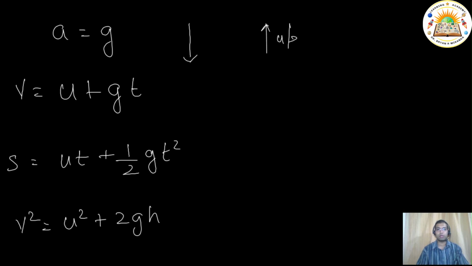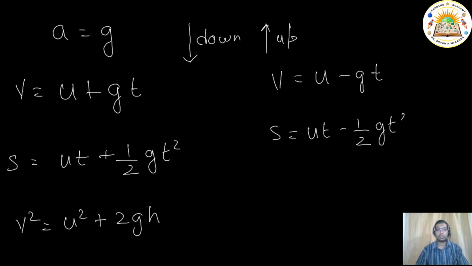Now for the same equations of motion, when a is equal to g, we wrote it as v is equal to u plus gt, s is equal to ut plus half gt square, and v square is equal to u square plus 2gh. This is when the body is coming down towards the earth. When it is moving upwards away from the earth, there's only going to be a sign reversal. So v is equal to u minus gt, s is equal to ut minus half gt square, and v square is equal to u square minus 2gh.